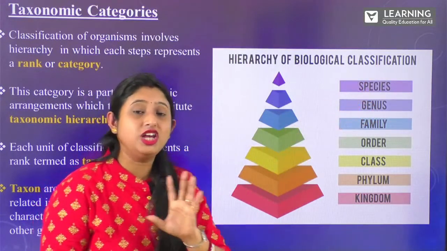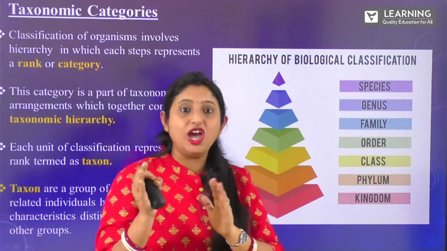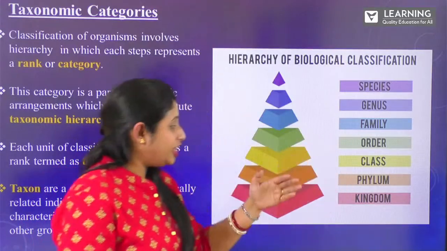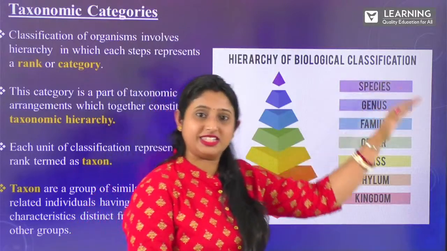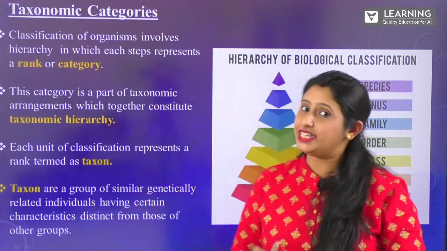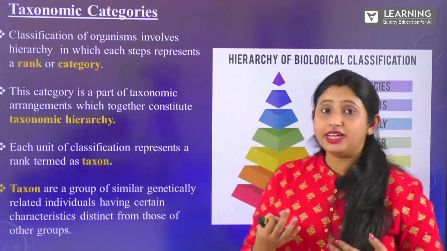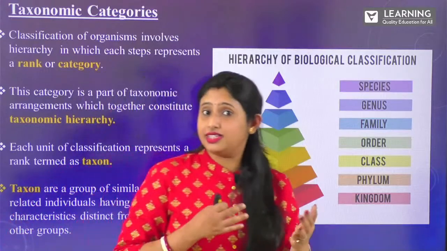So this is the easiest way you can remember: King of Poland could order finally a great salad. Here is kingdom, phylum, class, order, family, genus, species. So you can remember it in the easiest manner, and you can see what your taxonomic category is. It is nothing but giving a rank, categorizing them.